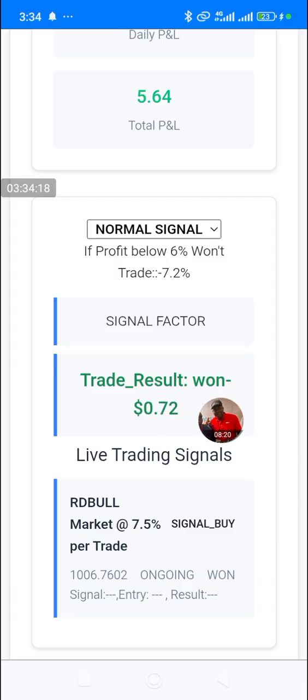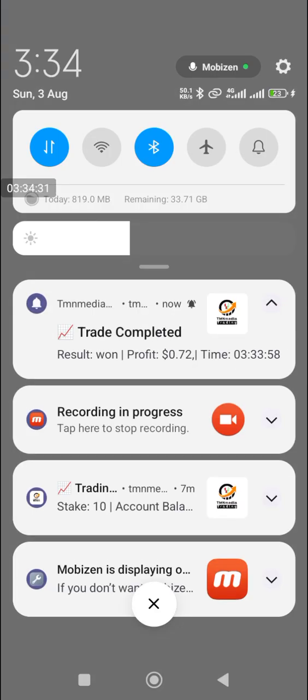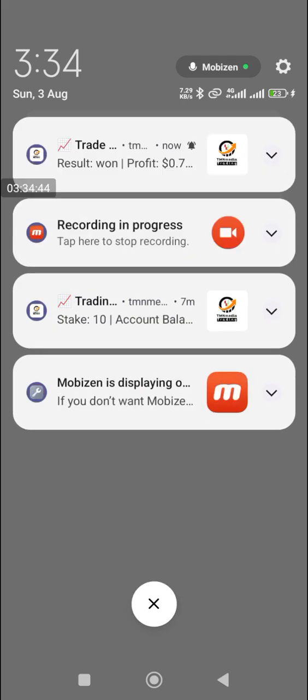All right, so it gives us 7.2%. We've won the trade. Are you seeing it? So that's our first trade. Okay, so we're going to wait and pause till it gets another signal. You can see we've won our trade. We're trading with $10. Here you see we've won the trade. Trade has been completed, and this was the time we took the trade. So we are good to go.